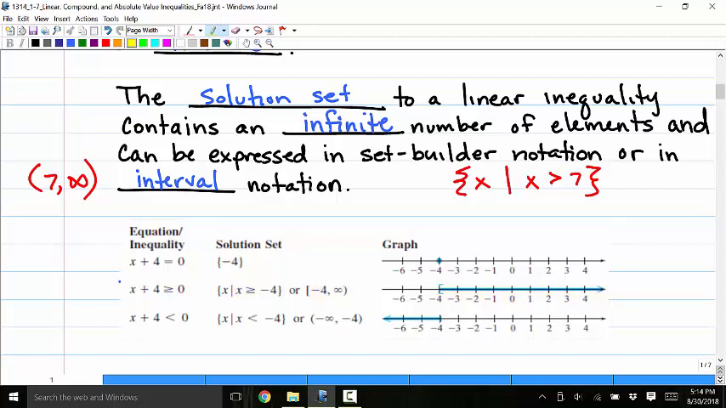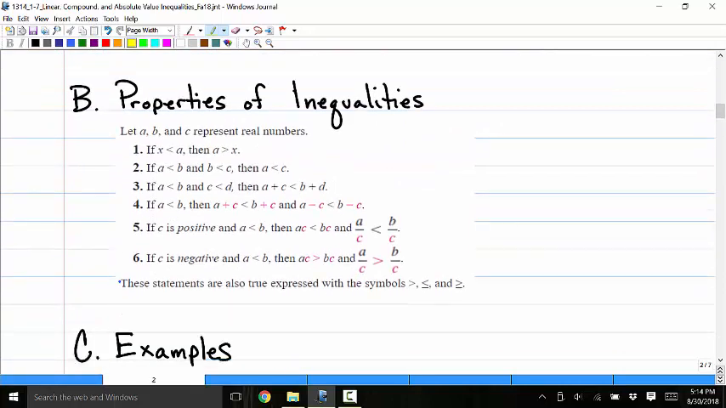Let's go do some examples. First we're going to talk about properties of inequalities. Sorry.